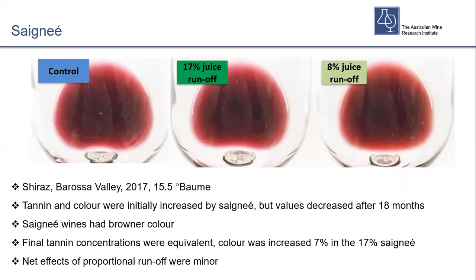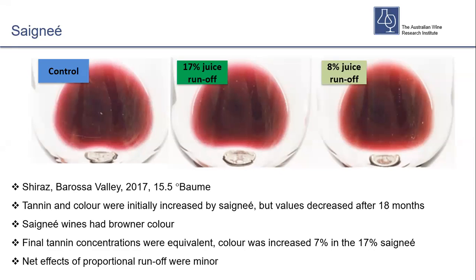So this was part of a study where we looked really at using Saignée more as a technique to add water to wine, but just to show you some of those results. It was Shiraz in the Barossa Valley in 2017, where we had a later harvest of 15.5 Baumé, and juice was run off to 17% and 8%. And initially in those treatments, it was found that tannin and colour were increased by Saignée, but that after 18 months, the treatments really started to come together.